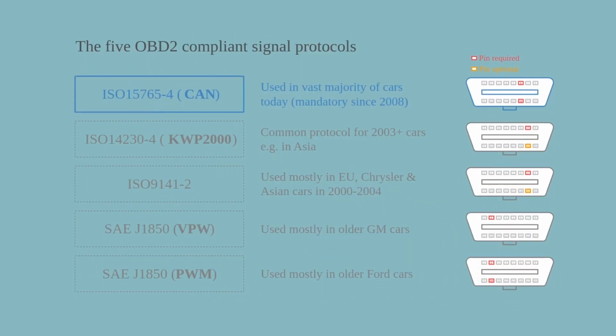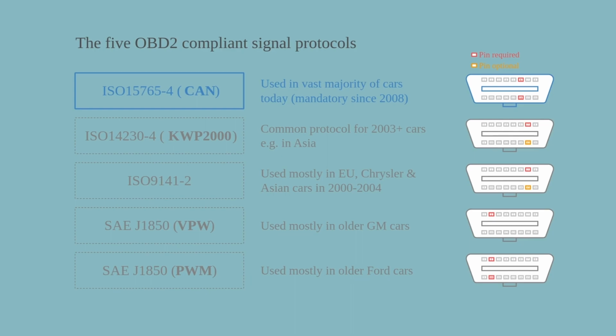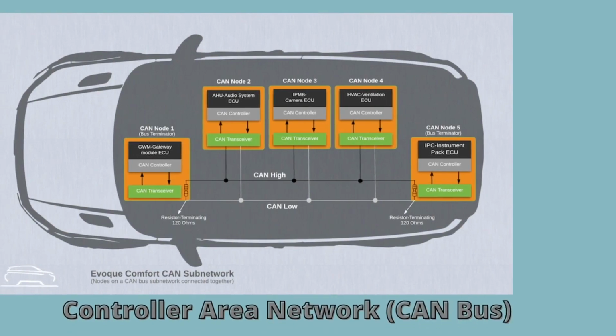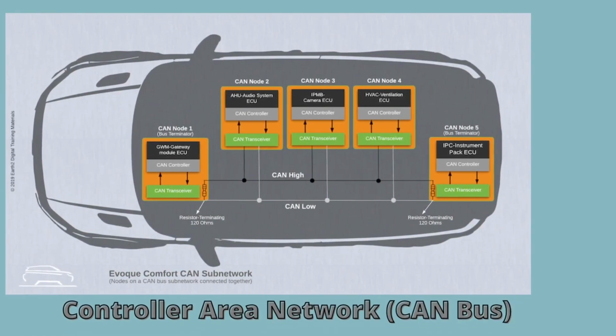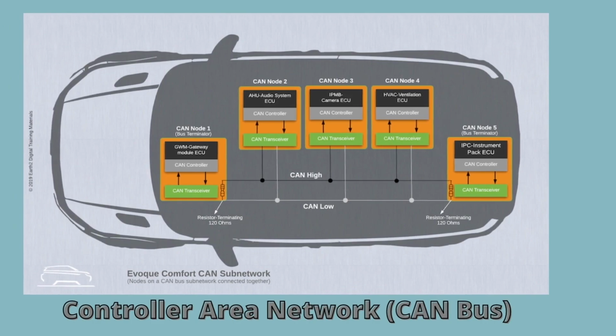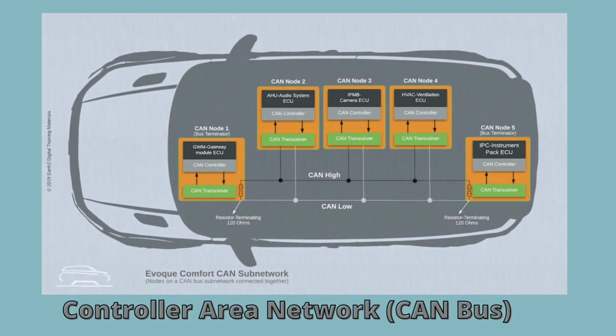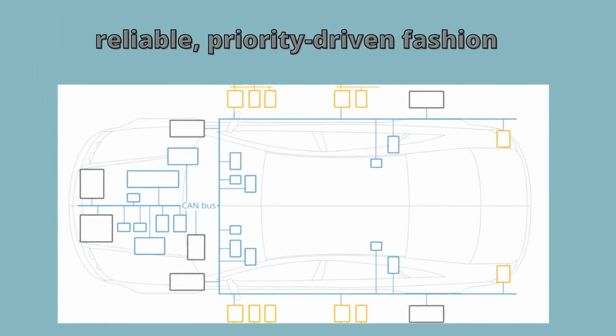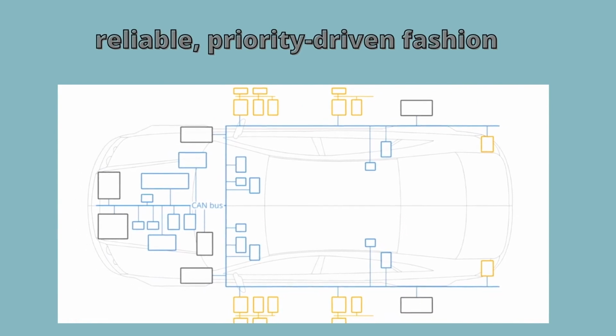The OBD2 standard allows for 5 signal protocols. It's up to the manufacturer to decide which one to use. CAN is the most popular one and is what we will discuss. The Controller Area Network, CAN bus, is a message-based protocol designed to allow the ECUs to communicate with each other in a reliable, priority-driven fashion.